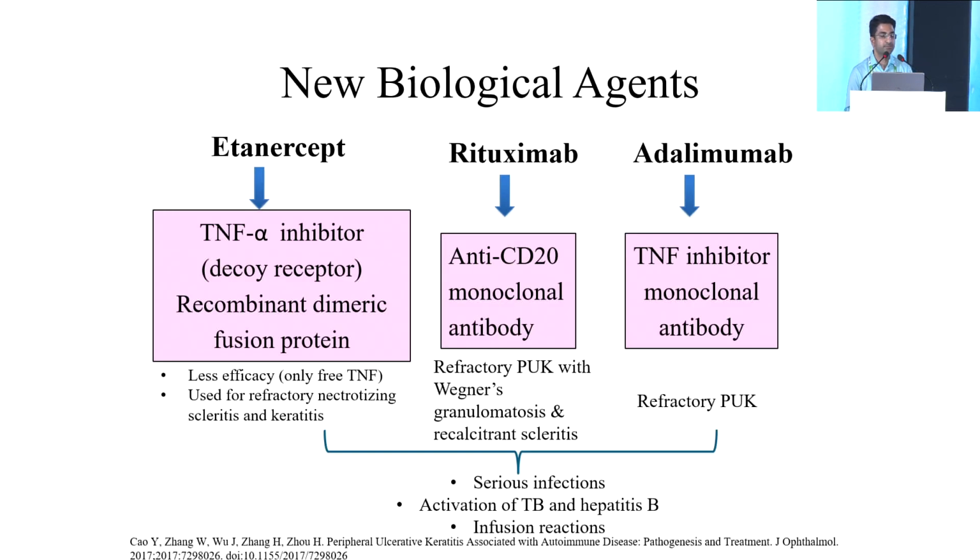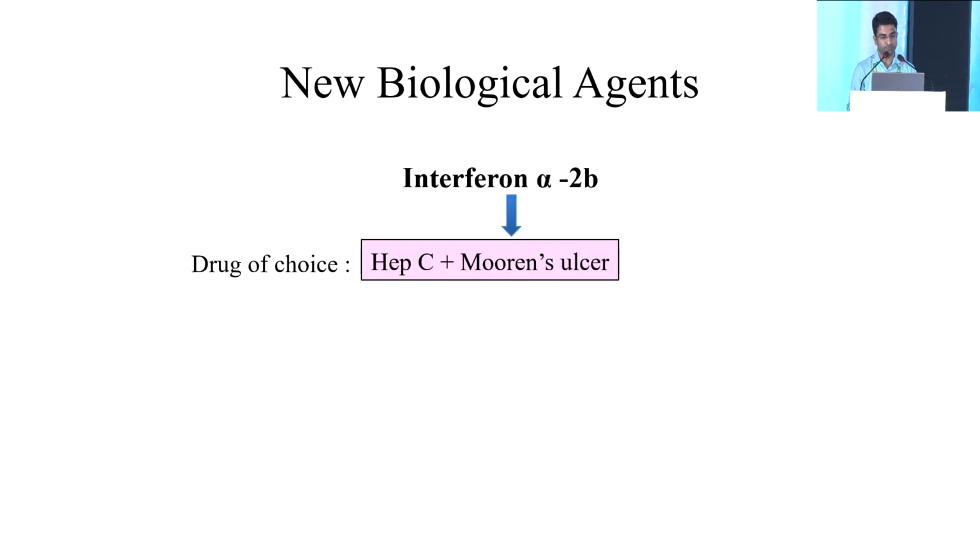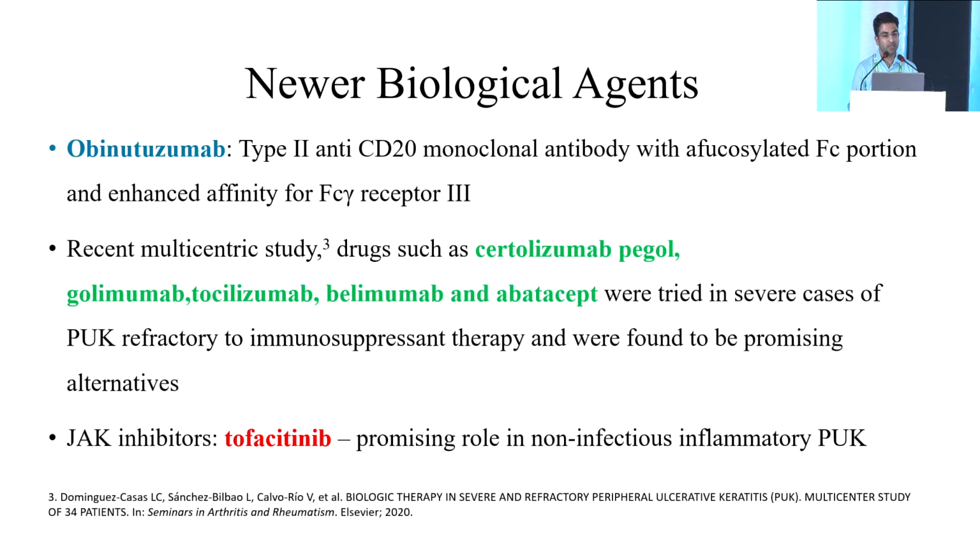Next is etanercept, rituximab, adalimumab. Etanercept is a TNF alpha inhibitor. Rituximab is an anti-CD20 antibody, and adalimumab is a TNF inhibitor, a monoclonal antibody. So all these can cause serious infections and activate hepatitis B, dormant tuberculosis, all these things. So you have to rule out infections prior to starting the treatment as well as during the treatment course. Or interferon alpha 2B can be given in cases of Mooren ulcer with hepatitis C infection.